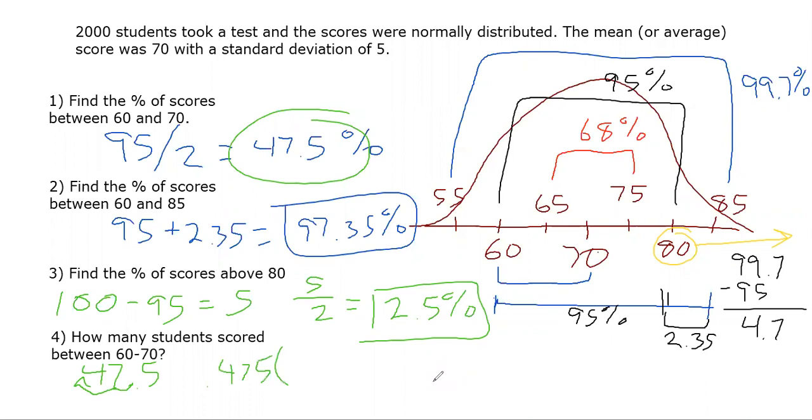So I've got 0.475, and I want to multiply that by 2,000, because if I want to figure out that percentage, I need to start with the 2,000 and then take the percentage of that. So 0.475 times 2,000 ends up giving us 950 students in that range. So based off of our data, we can expect that 950 students would score between a 60 and a 70, because that's 47.5% of 2,000 students.